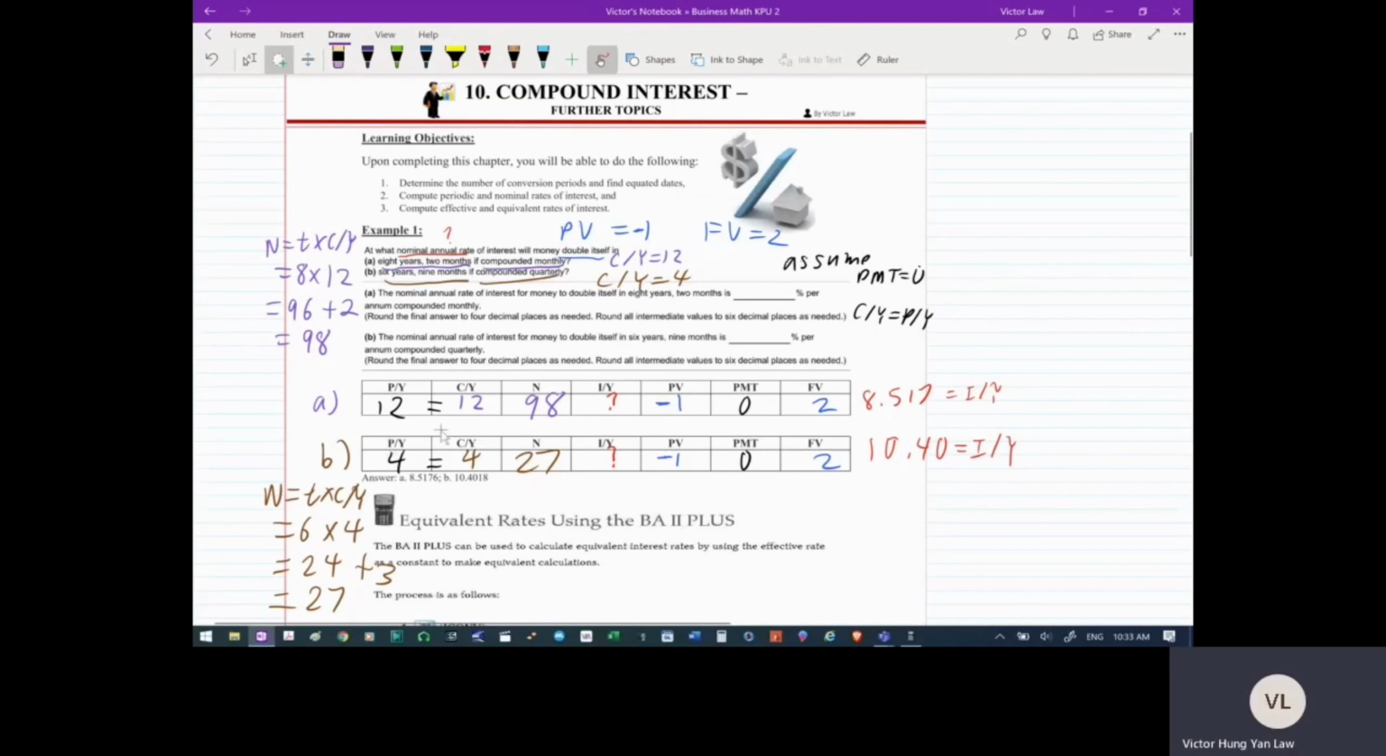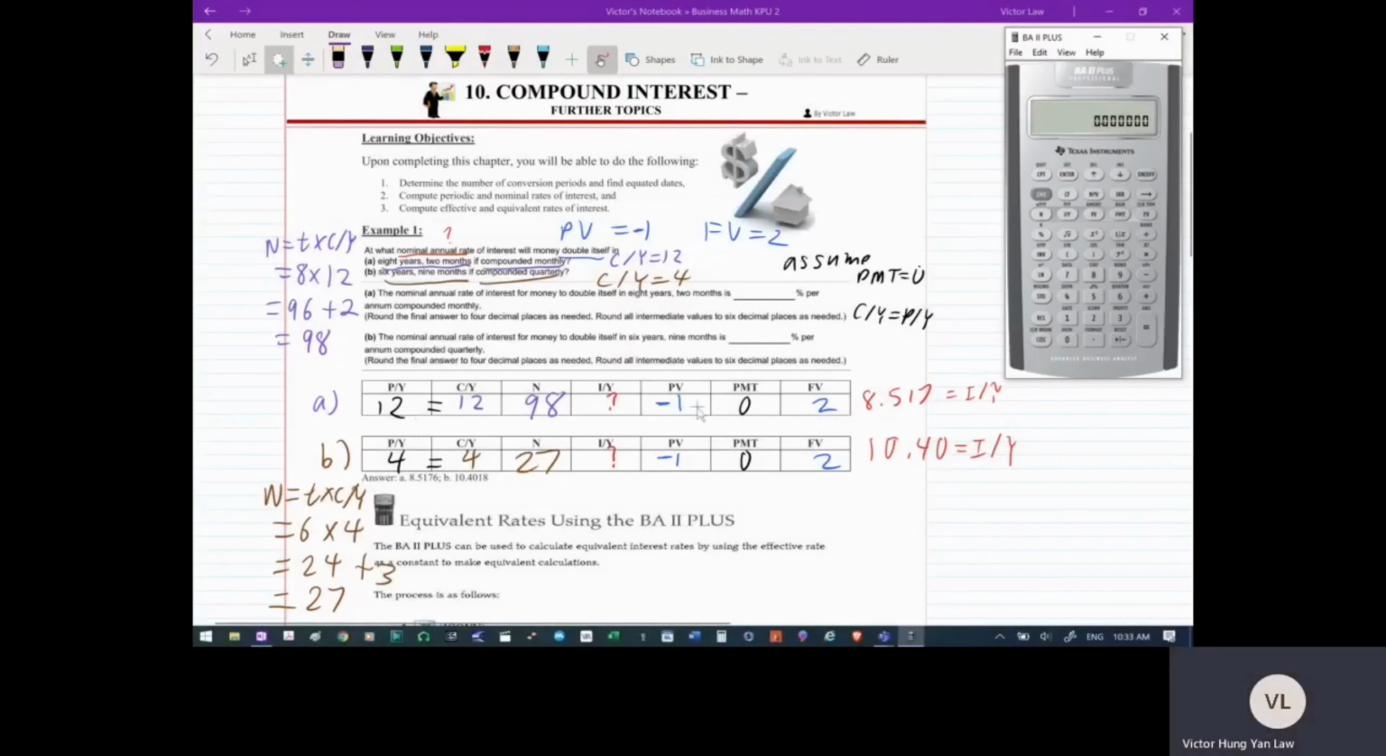So once we have all the boxes filled out, then we can plug it into the financial calculator. So we'll solve for part A first. So again, we start from the left side and we just type it into the financial calculator. We're going to type in the PY and CY first. So second function, PY is 12. Enter, go down to CY. You put 12, enter.